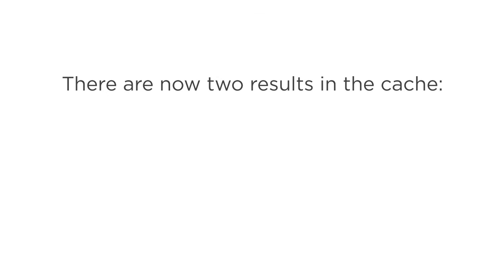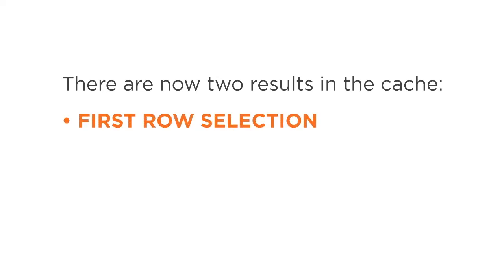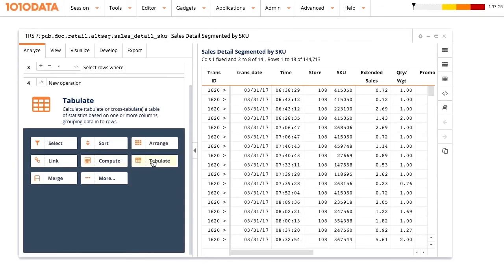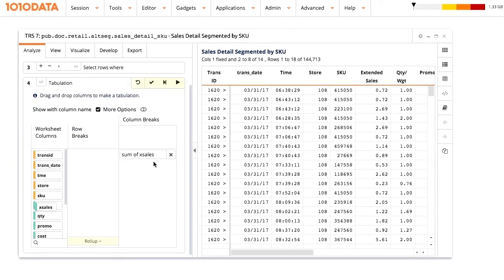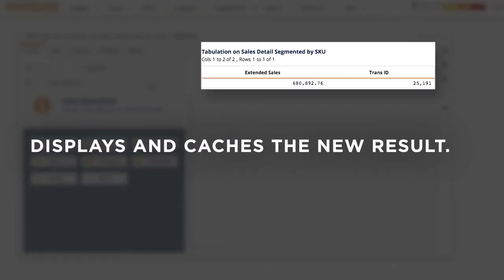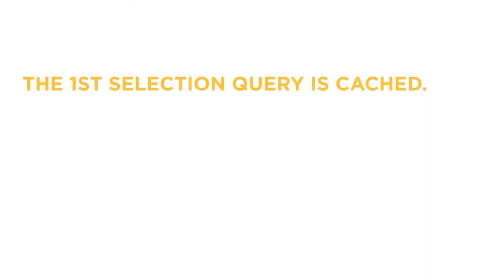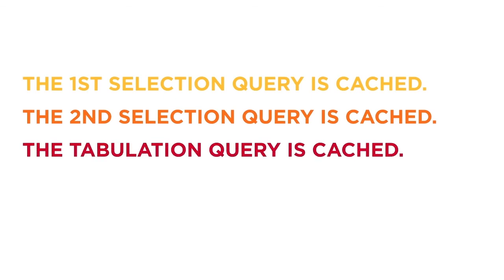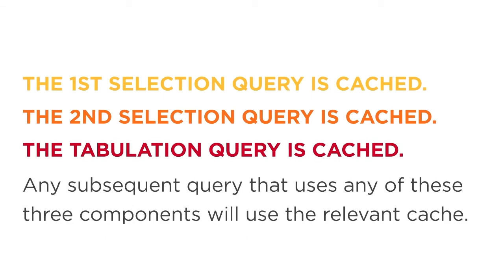There are now two results in the cache, one for the first row selection and one for the two selections together. Next, the user does tabulation to aggregate the results. The platform computes with the cached result from the first two actions and displays and caches the new result. The first selection query is cached. The second selection query is cached. The tabulation query is cached. Any subsequent query that uses any of these three components will use the relevant cache.